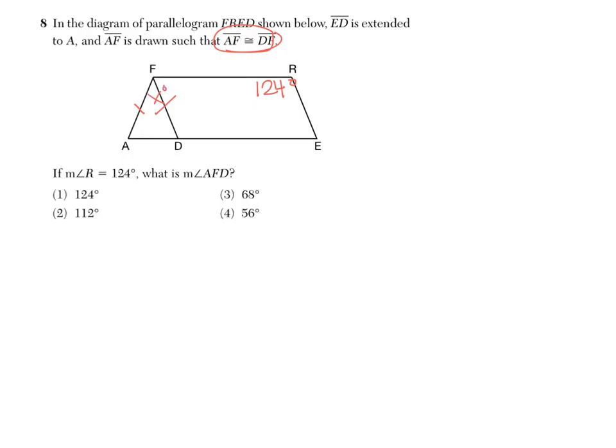So using what I know about parallelograms, opposite angles are in fact congruent. So this is 124 degrees. These two angles are linear pairs. So if I subtract 124 from 180, I get a difference of 56.